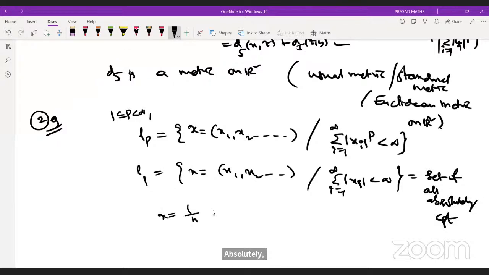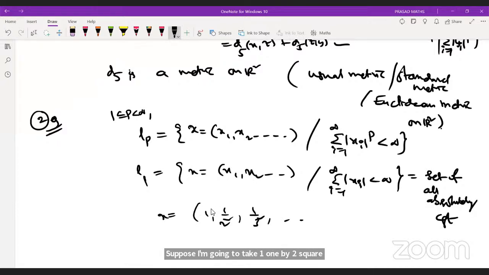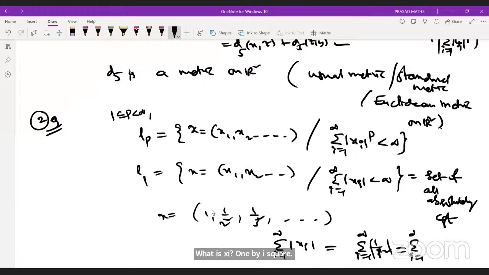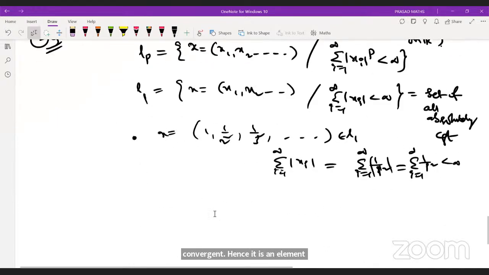Suppose you take this sequence. Is it an absolutely convergent sequence? Yes, because by p-test it is convergent. Suppose I take 1, 1 by 2 square, 1 by 3 square. This is my sequence. Is it absolutely convergent? Yes. Summation i equals 1 to infinity of xi is summation of 1 by i square. No need to take modulus, since i square is always positive. This is convergent by p-test, so it is absolutely convergent. Hence it is an element of L1. Understand? So this is my L1.